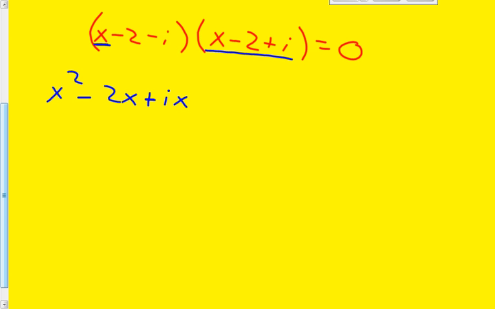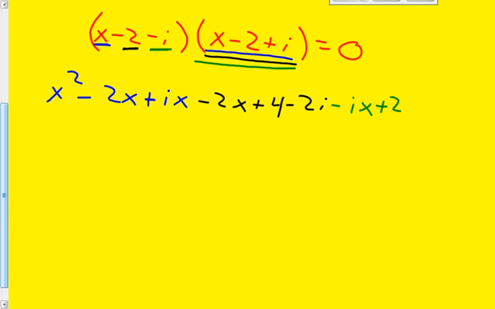Our next term, we're going to multiply this negative 2 times everything in here. So we have a negative 2x plus 4 minus 2i. And our last term, we're going to multiply this negative i times everything in here. So negative i times x is a negative ix. A negative i times a negative 2 is a positive 2i. And a negative i times a positive i is a negative i squared. All of that equals 0.